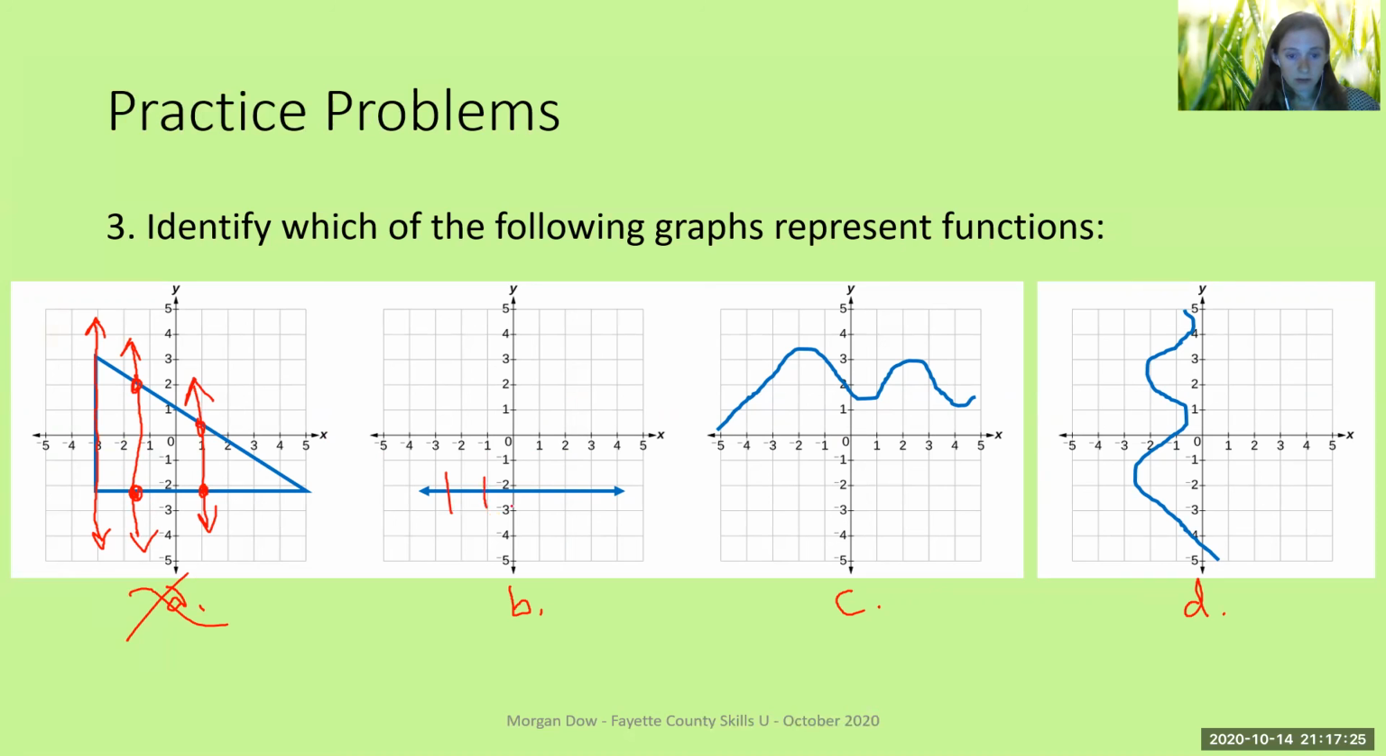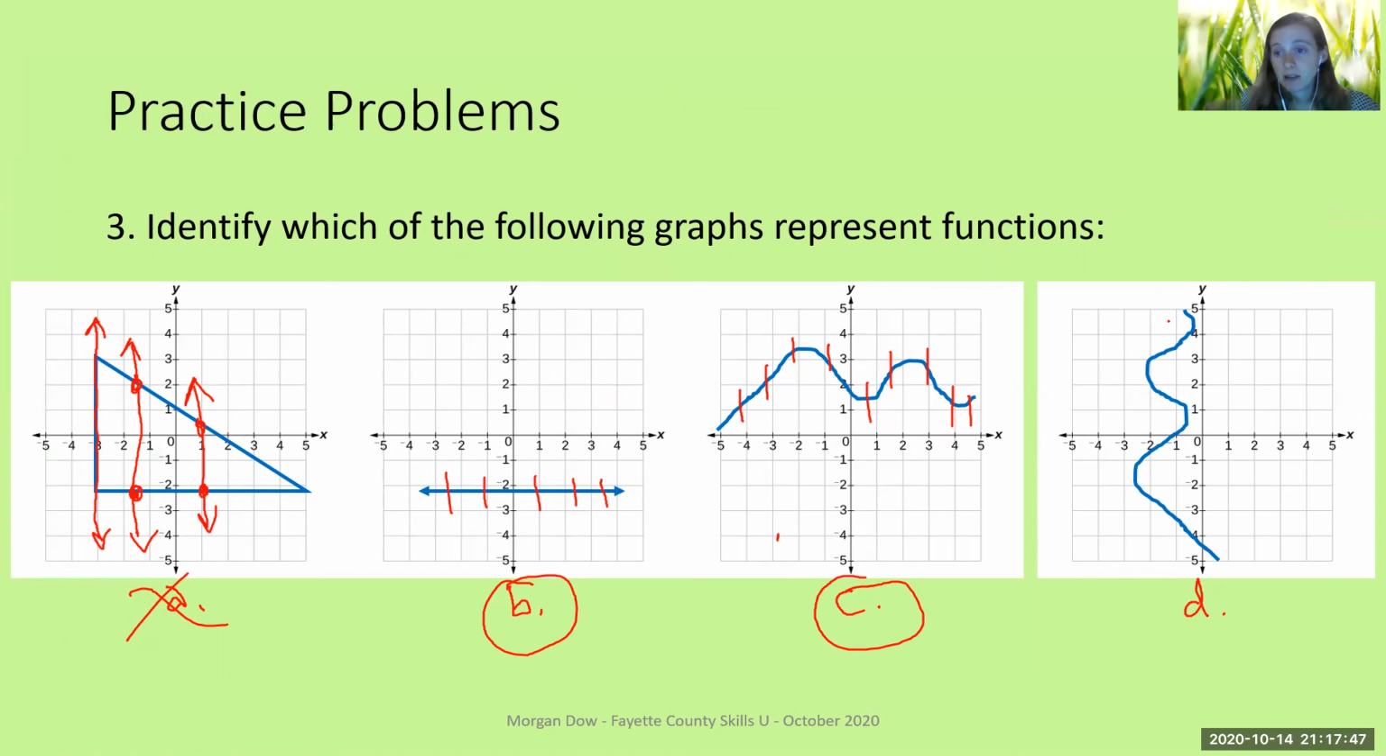B, when I go through and draw some vertical lines through it, that's totally fine. B is a function. Same thing with C. I can draw vertical lines all along this curve. Those vertical lines only ever cross the curve at one point. So C also is a function.